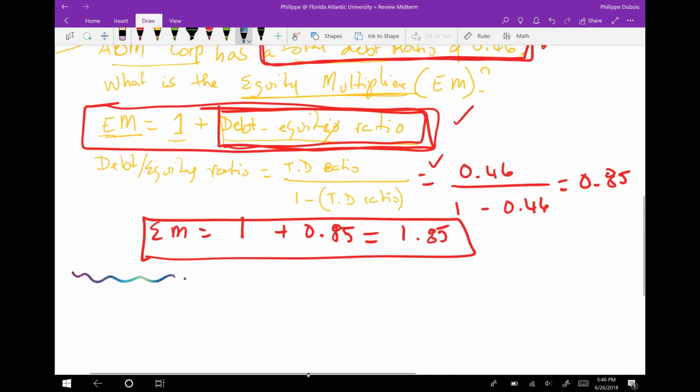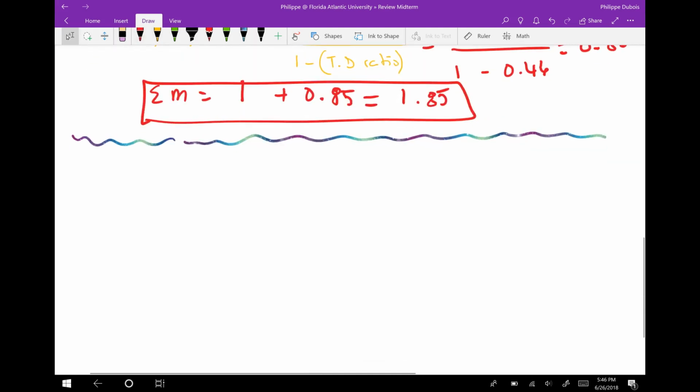Next problem. Problem number 3. This is a very good one where having the DuPont identity chart right next to you will help you calculate the right answer. Remember in the first video I showed you guys a very easy way to use the DuPont identity to calculate return on equity or return on asset.